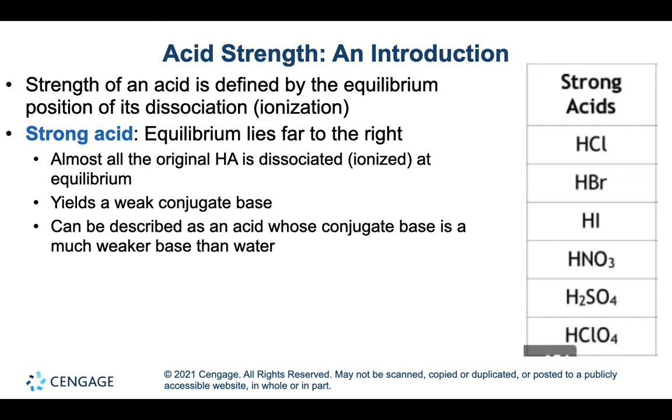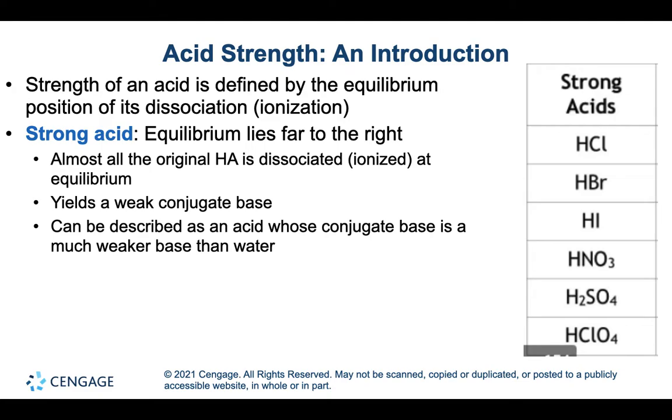That particular base would rather not have the H plus than have the H plus. And so a strong acid yields a very weak conjugate base. The conjugate base of a strong acid is not really considered basic at all. So in the case of HCl, you would not think Cl minus would ever want to gain a proton. Once HCl loses its proton, it doesn't want it back.